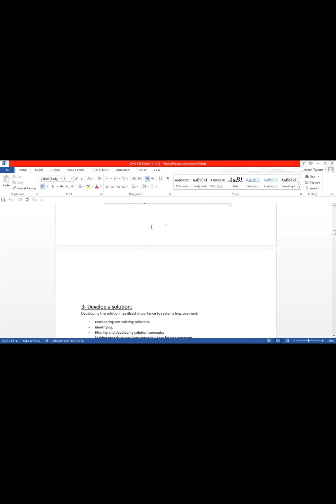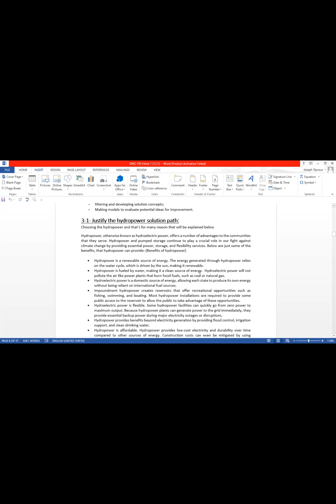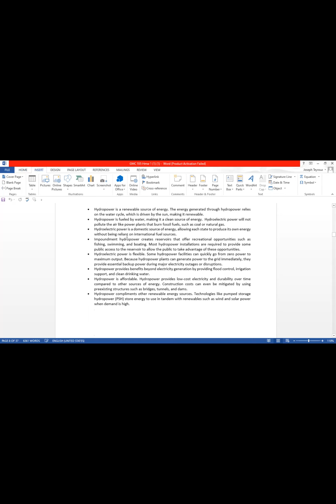Now we'll justify why we chose the hydropower solution. First, it's a renewable source of energy. Second of all, it's fueled by water, making it a clean source of energy. Third, hydroelectric power is a domestic source of energy, allowing each state to produce its own energy without being reliant on international fuel sources.